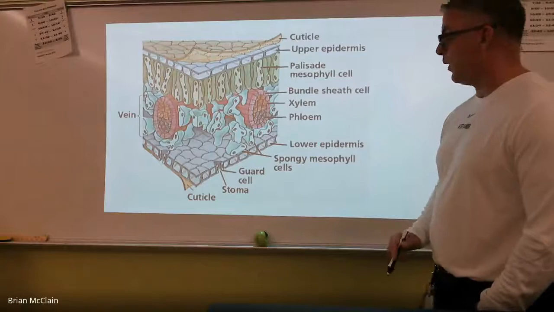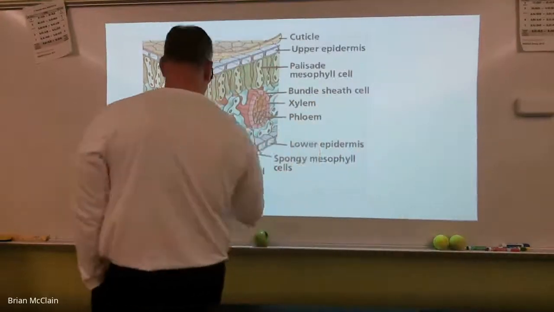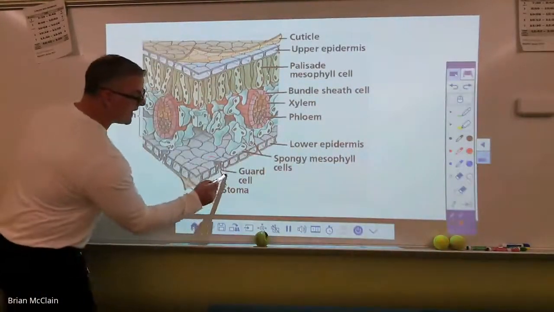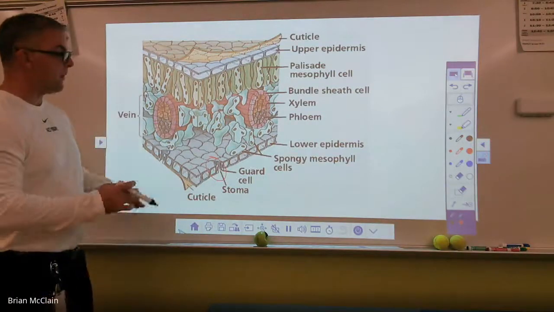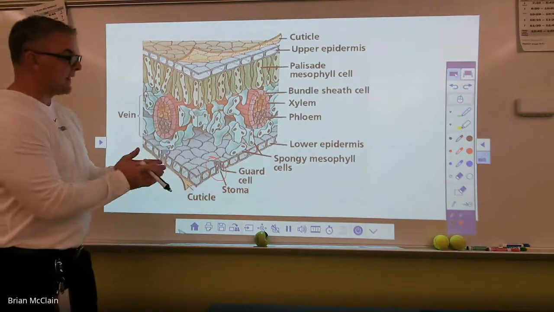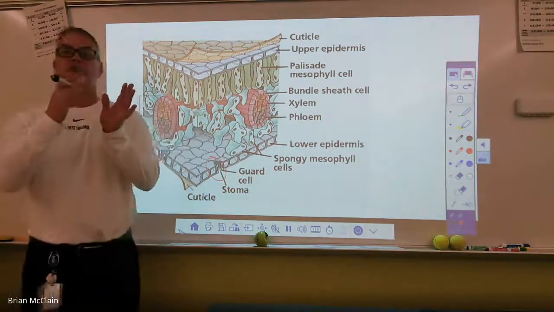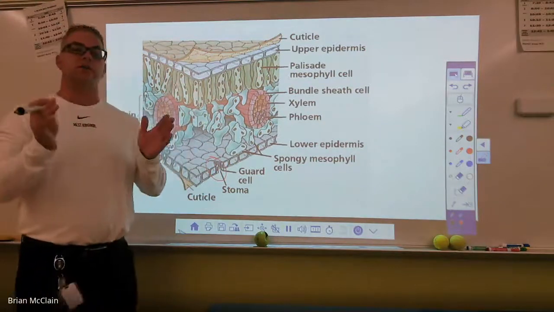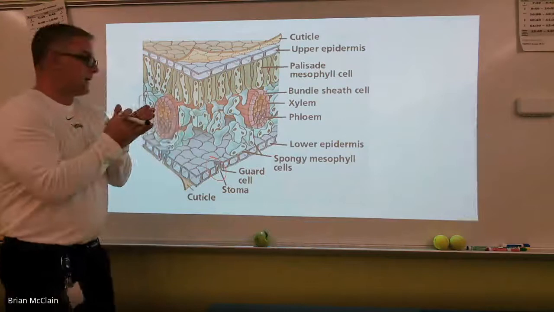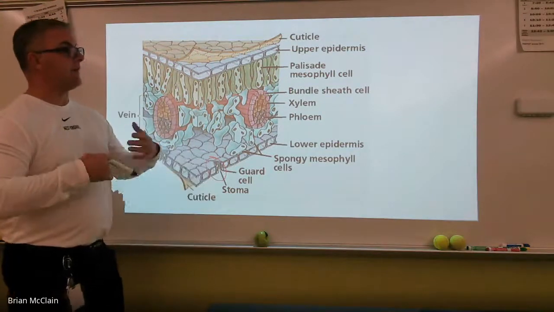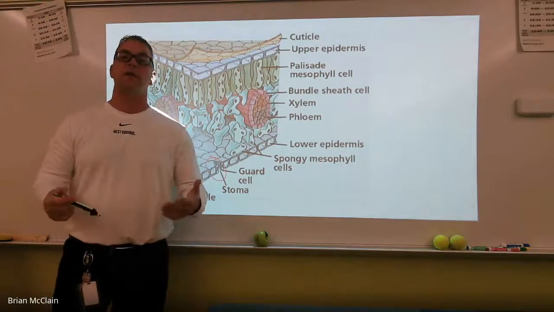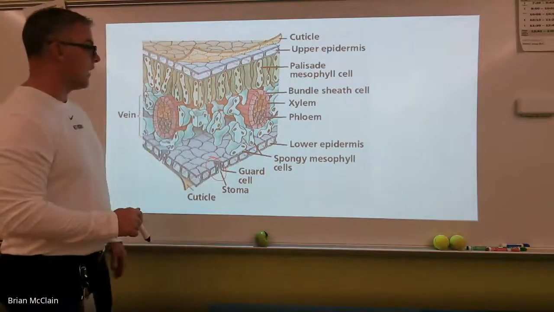And one of the things that we wanted to focus on is right here. So here's the underside, and there's the stomata, there's the opening. Now, the opening is regulated by the cells adjacent to it, which are guard cells. So those guard cells can be closed or they can be opened, and that's going to be, in many cases, a function of the environment. So we're going to see how that's going to operate.